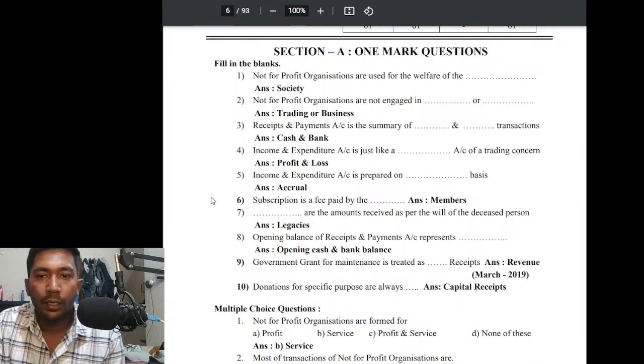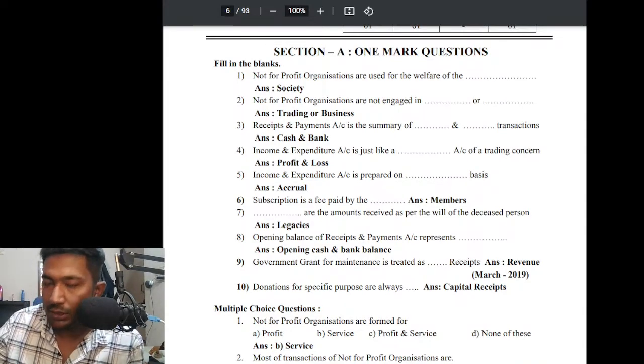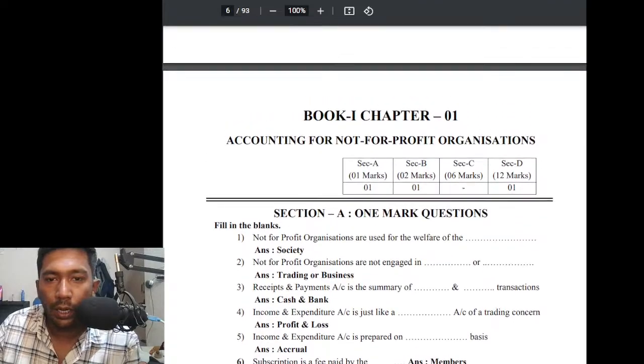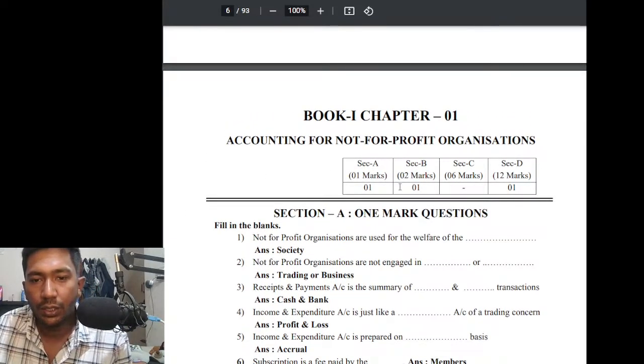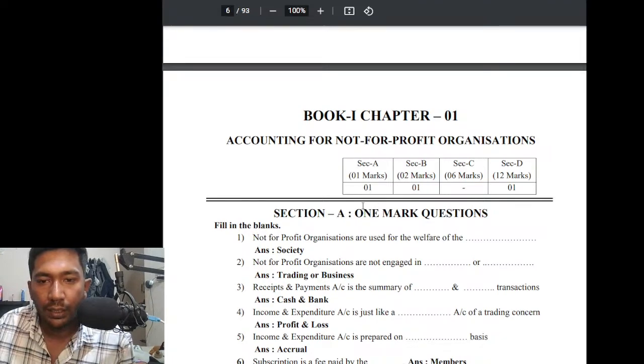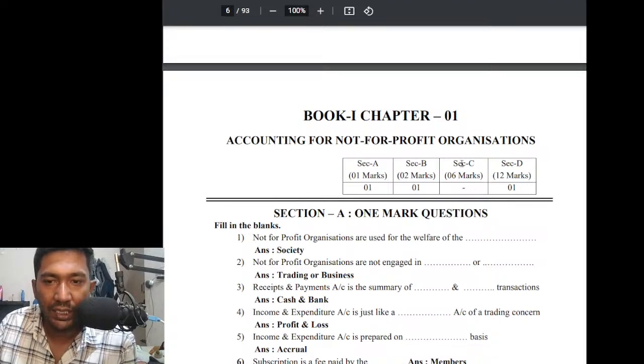Okay, so see here, they have given section A. This is from chapter 1, accounting for not-for-profit organization. Section A is for 1 mark, then they have also given 2 mark, section C starts for 6 mark, and D is for 12 mark, and the last one is a practical oriented type question. Tomorrow in our live class we will be learning how to do practical. There are around 9 questions. Out of 9 questions they will definitely ask you 3 questions in the question paper.